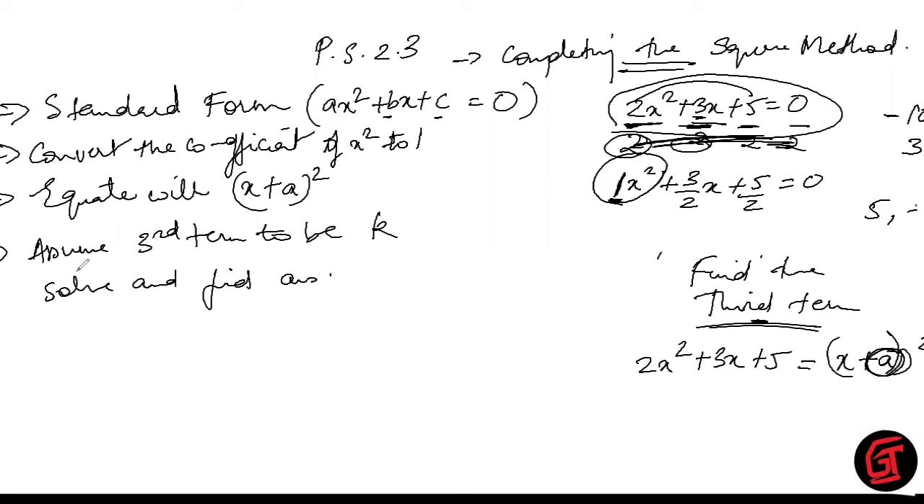And the final step. Suppose now we have to find the third term. So we have to make an assumption. Let the third term be equal to k. And we solve and find the answer. Okay, so now we'll just do one sum. Then you will understand this clearly. Let's take practice set 2.3.